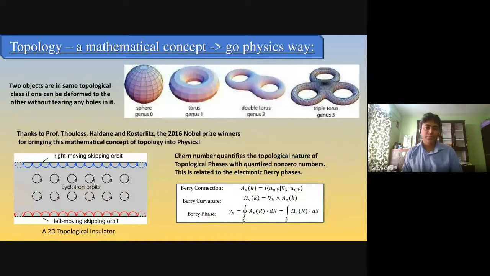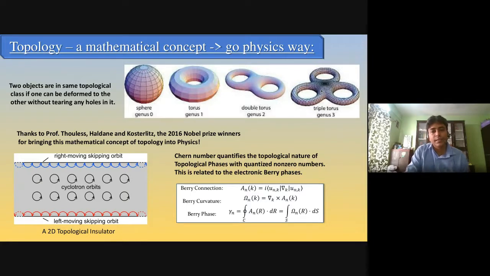So topology is actually a mathematical concept. If you can imagine these shapes, this sphere doesn't have any hole inside it. This is a torus or donut. It has a single hole in it. You can have a double torus, or you can have a triple torus like a pretzel, which has 3 holes in it. So all these different shapes are in different topological classes.